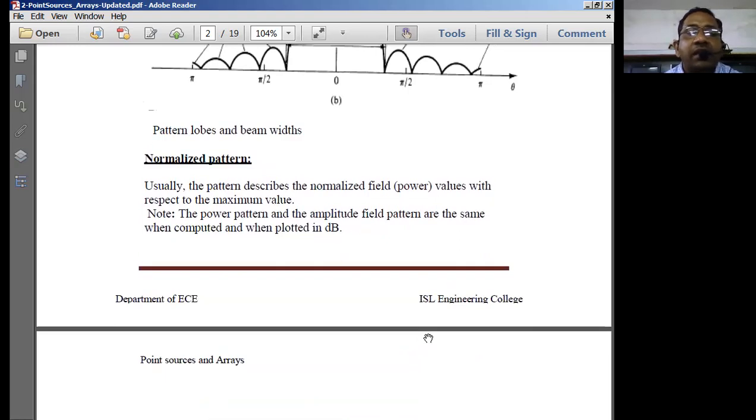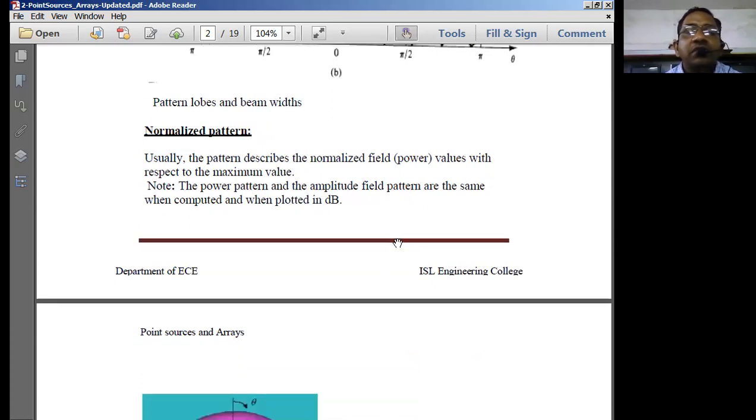And next is normalized pattern. So usually the pattern describes the normalized field values with respect to the maximum value. So normalized field means what? We normally represent the power in terms of another parameter which is a more simplified version. That means in terms of power we normally represent. So the power pattern and the amplitude field pattern are the same when computed and when plotted in the decibel scale.